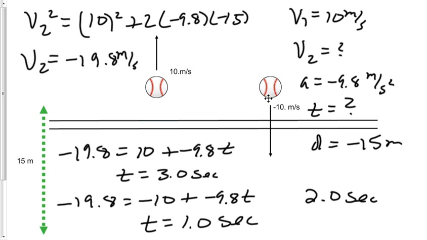So this one will get there much faster because it is thrown straight downwards. It's not going up and back down to get to that height. And likewise, for this one, it must go up and then all the way down. Therefore that one's 3 seconds.